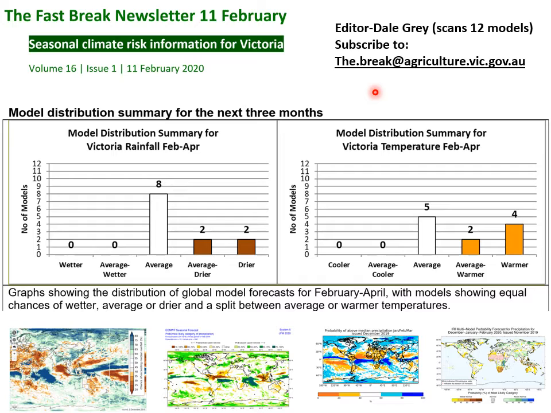Now, for a one-stop shop of making sense of forecasts, the Fast Break newsletter that Dale Gray puts out with AgVic is a ripper. Each month he looks at not just the Bureau's seasonal outlook, but the outlooks from the US, the UK, Europe, Korea and Japan, all of their seasonal forecast models, and he puts them on this graph and looks at Victoria and says how many are thinking average, how many wetter, how many drier. So this is the current one. There's 8 sitting on average and 4 sitting on the drier side of the fence. So it's a really good, simple way of getting a heads up of what's going on.